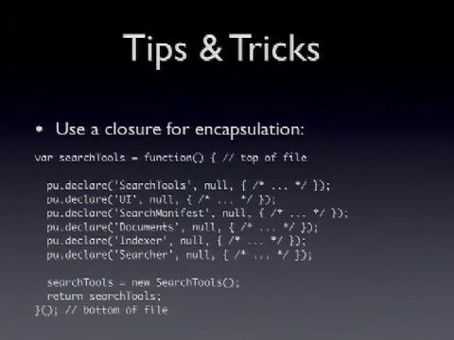Variable search tools equals function. Inside, I do all my dojo.declares: search tools, UI, search, manifest documents. Those are going to be hidden. Anything outside of this JavaScript file is not going to see those classes. And then finally, you see search tools equals new search tools, and we return the search tools object, which will now be in the public scope. And then finally, you see the little parentheses, which executes this function.